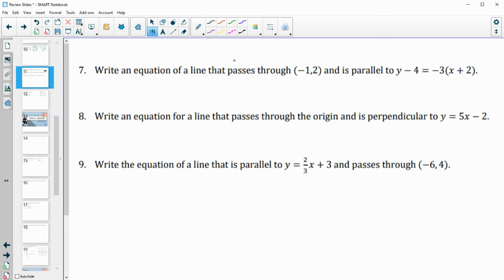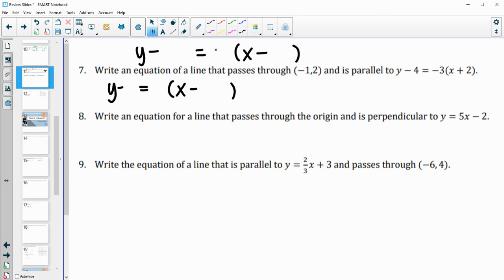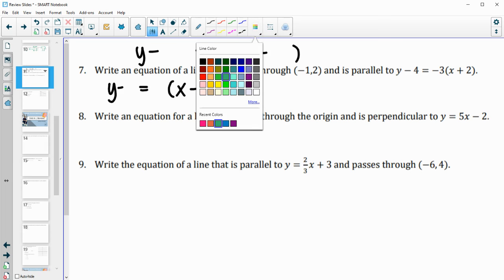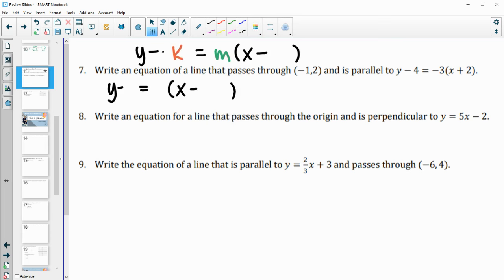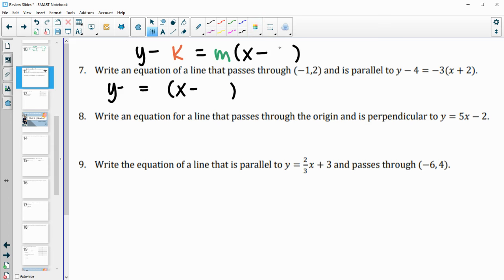Number 7, write the equation of a line that passes through each of these. So let me just write out the general form of an equation again. So we have y minus our y coordinate equals our slope times x minus the x coordinate. Remembering that the slope goes here. We've got our y value of our point, and then we've got our x value of our point here.